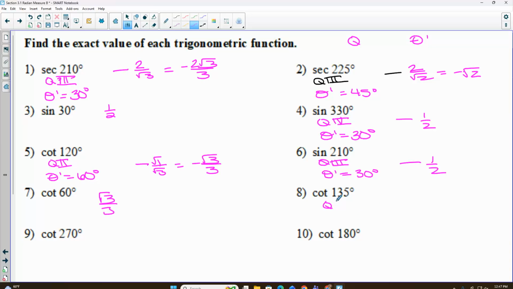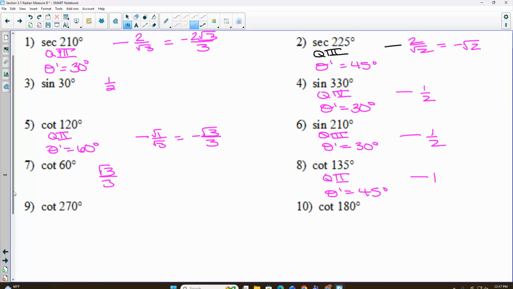Cotangent of 135. What quadrant is 135? Reference angle. In quadrant 2, sine is positive, so cotangent's negative. Tangent of 45 is radical 2 over radical 2, so 1. Reciprocal is also 1. 270. Okay, you might need to think about that.